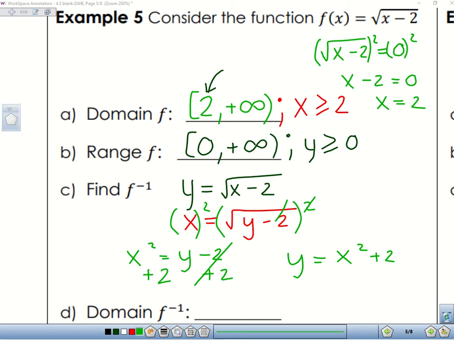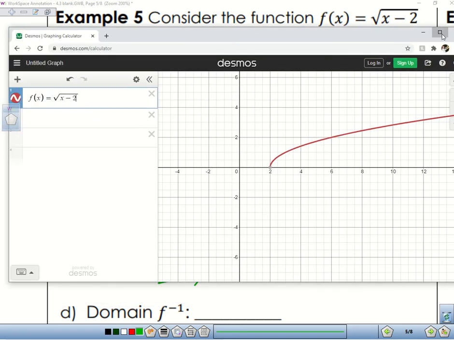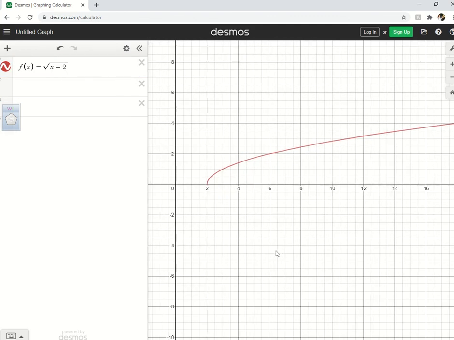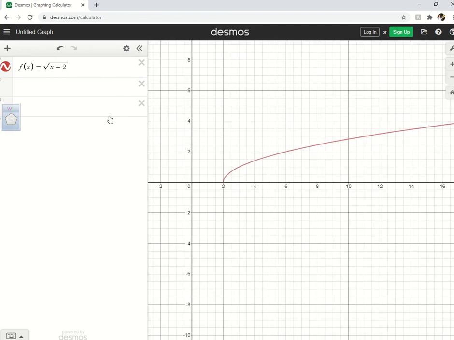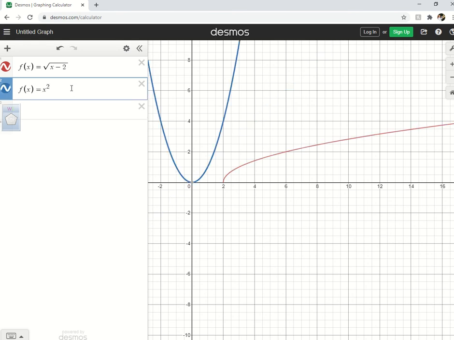X minus 2. So this is the first graph I have. Now, does this original graph look like a quadratic to you a little bit? It's half of it, exactly. It's half of it on its side, right? So if I graph our new inverse function, what was our inverse again? X squared plus 2. Thank you.